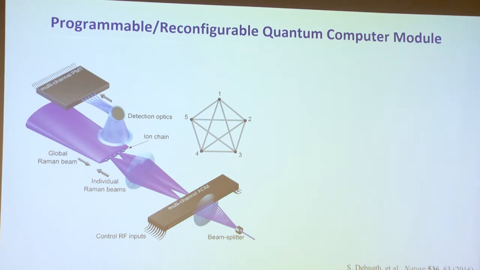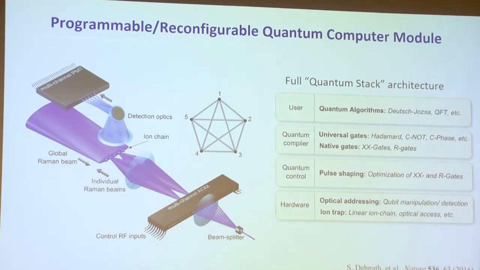There's 5 ions. That means there are 10 possible pairs. And we just have to turn on the right 2 beams. And there are other things we have to do. We have to tune those beams in different ways for any of these gates to work. And for the first time, again, 5 qubits is trivial. 2 to the 5th is only 32. You can simulate that on your iPhone.